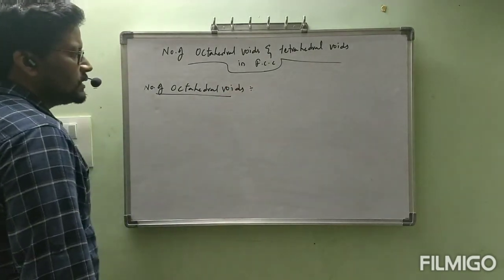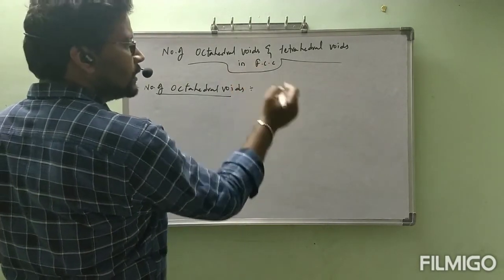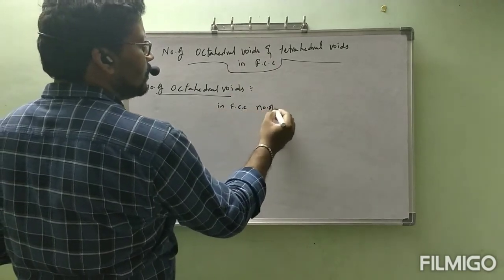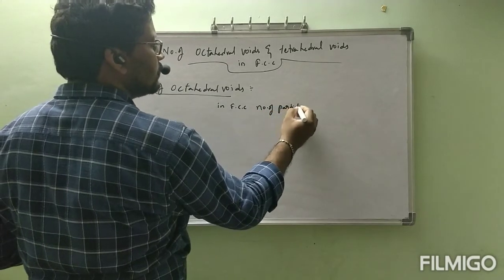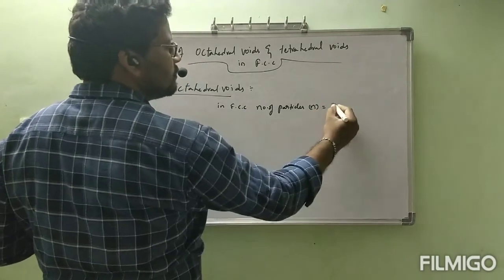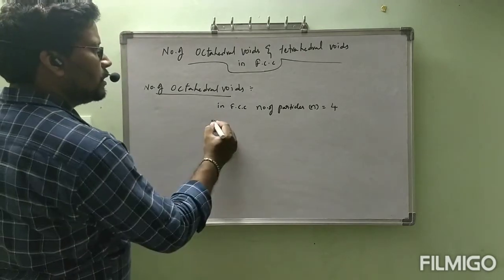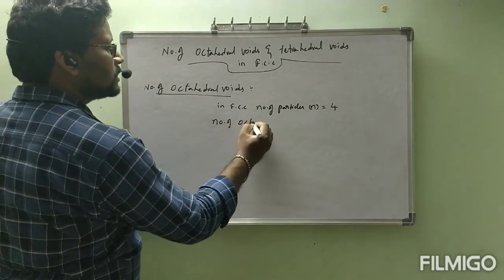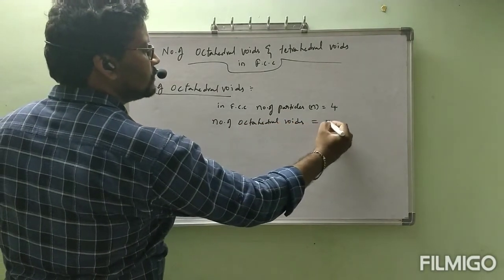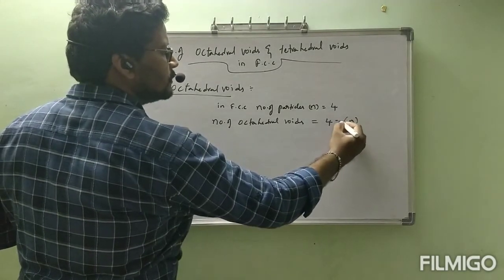Number of octahedral voids, actually this is in FCC only, na? Okay, in FCC, number of particles n is equal to 4. Number of octahedral voids is also equal to 4 only. That's why it is also equal to n.